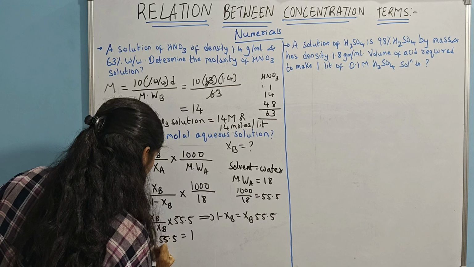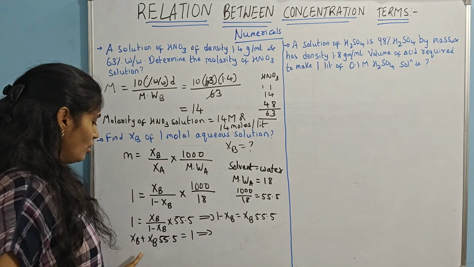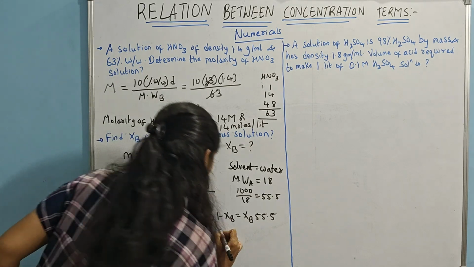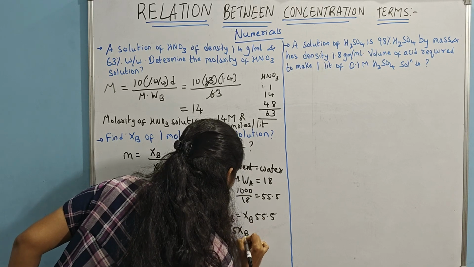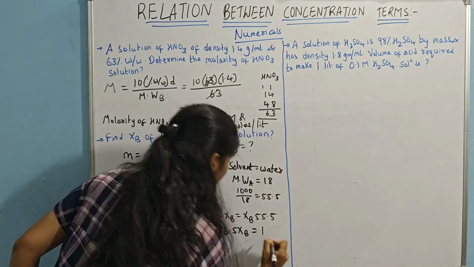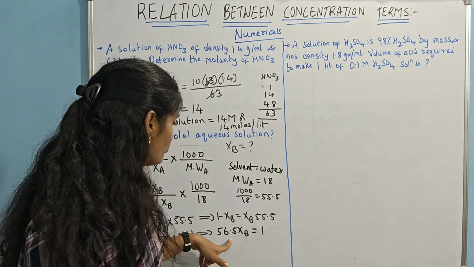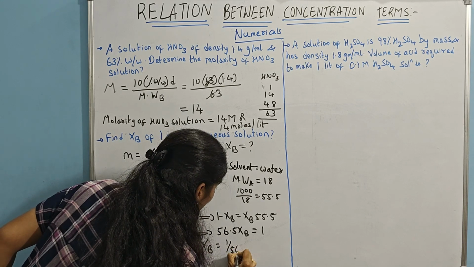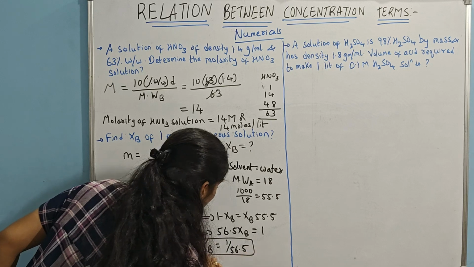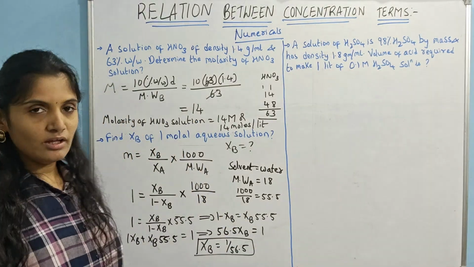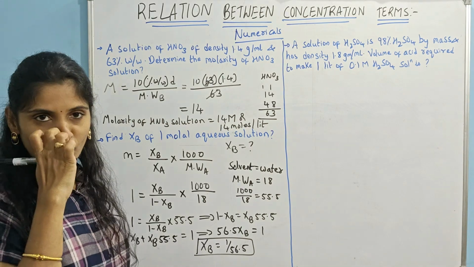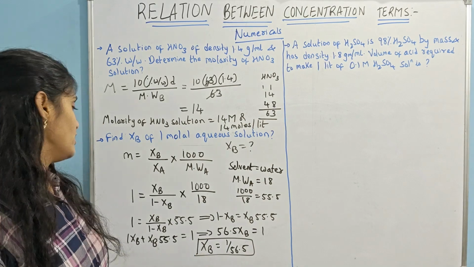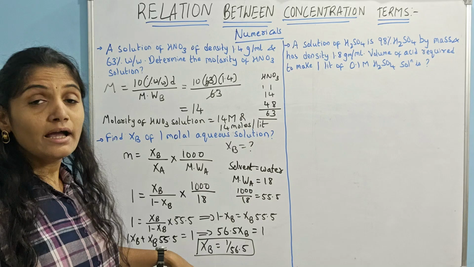Now I will write it neatly. 55.5 XB plus 1 XB, this I can take together, will be 56.5 times the mole fraction of B, chi B, which is equal to 1. However you are comfortable, you call it. 56.5 chi B is equal to 1. So what will be the value of chi B here? Chi B is equal to 1 by 56.5. This is the mole fraction of my component B, which is my solute. So the answer is 1 by 56.5. This is how you solve the equation and get chi B.